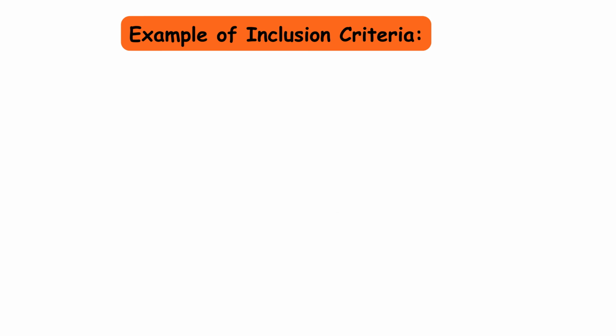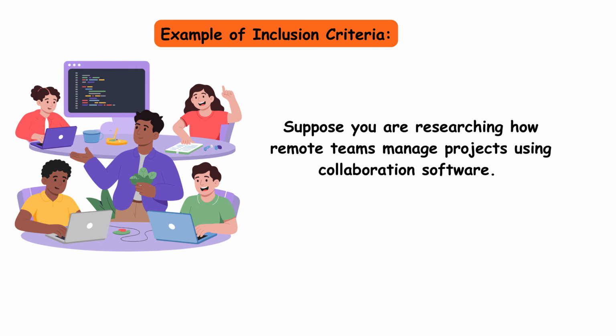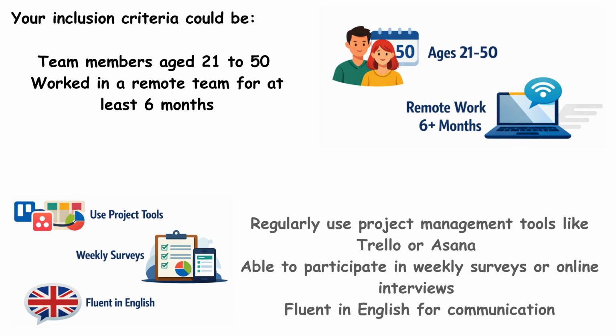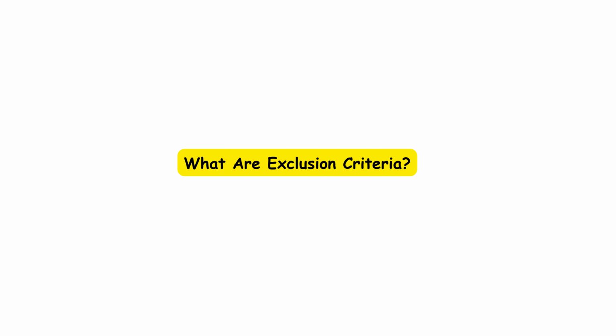complete surveys. Example of inclusion criteria: suppose you are researching how remote teams manage projects using collaboration software. Your inclusion criteria could be team members aged 21 to 50, worked in a remote team for at least 6 months, regularly use project management tools like Trello or Asana, able to participate in weekly surveys or online interviews, fluent in English for communication.